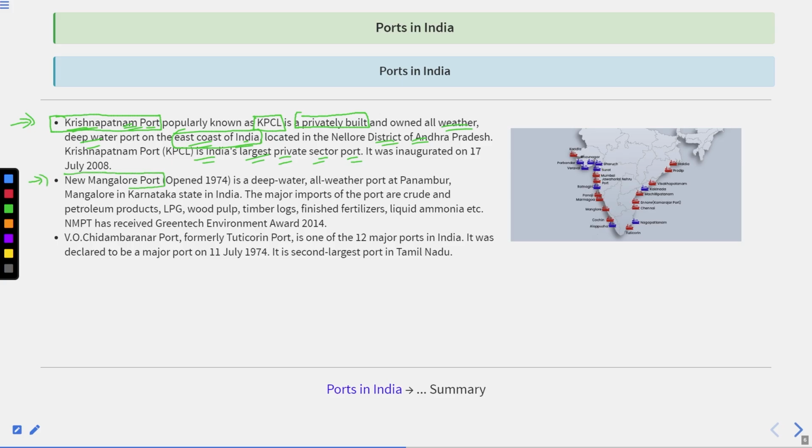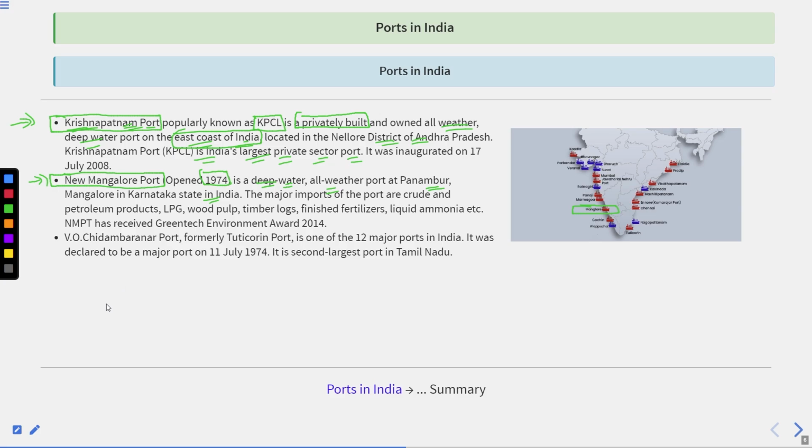Then we have New Mangalore port. New Mangalore port opened in 1974. It is the deep water all-weather port at Panambur. Here you can say this is the Mangalore port. Okay, all-weather port. It is also located at Panambur, Mangalore in Karnataka state in India.